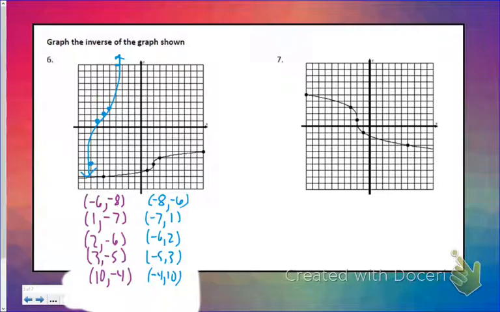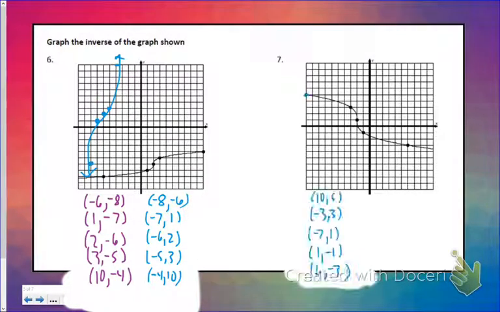All right, and then I'm going to do the next one, same thing, write the points, flip x and y. All right, so here's my original points, and then I flip them, so 5, 10, 3, -3, 1, -2, -1, 1, and -3, 6. All right, and I realized I left off, that was a -10, 5, so that's 5, -10. All right, so once I've plotted my inverse points, just connect the dots.